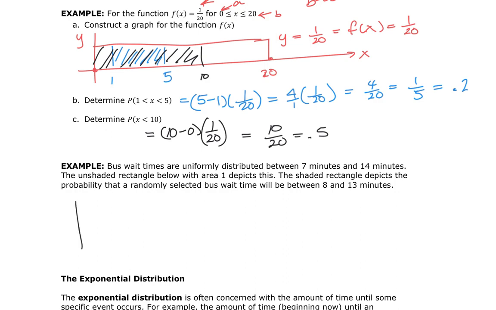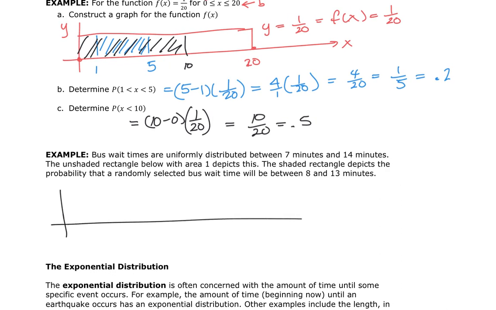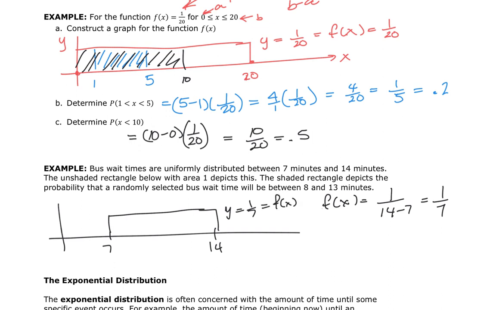So again, I'm going to go ahead and move that way over there. That's not what I wanted to do. My apologies. So I'm going to go 7 to 14. I need to figure out how high I need to go. So my f of x is going to be 1 over 14 minus 7, which is 1/7. So the height of this is 1/7. So this is y equal to 1/7, which is also f of x. And that would be my uniform distribution.